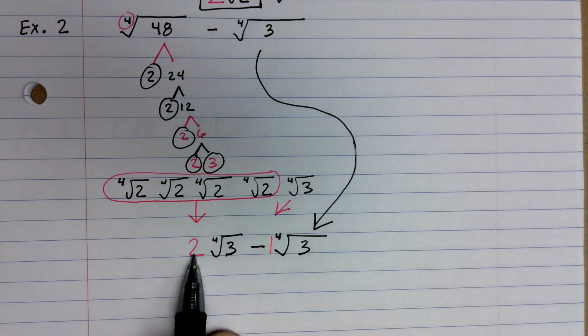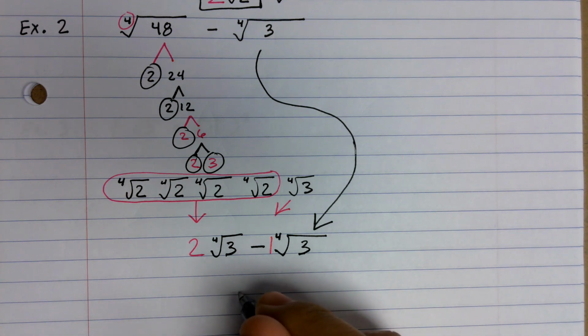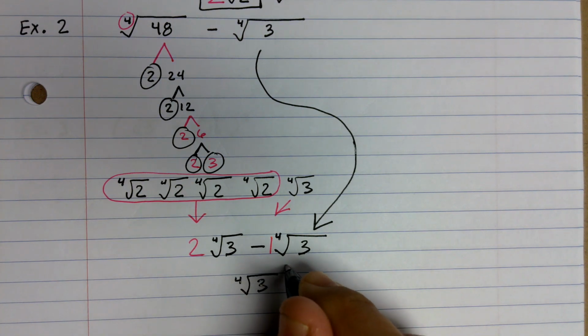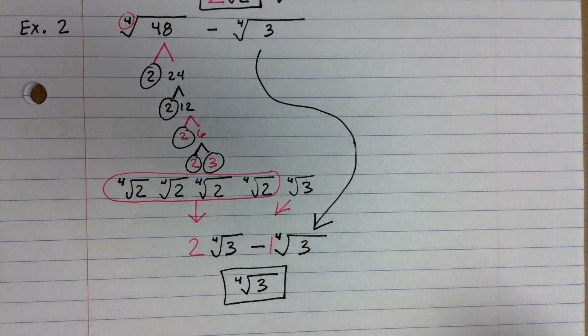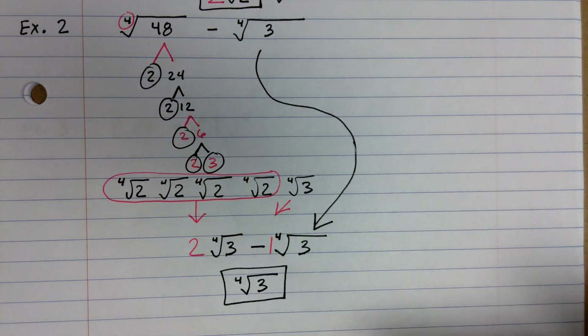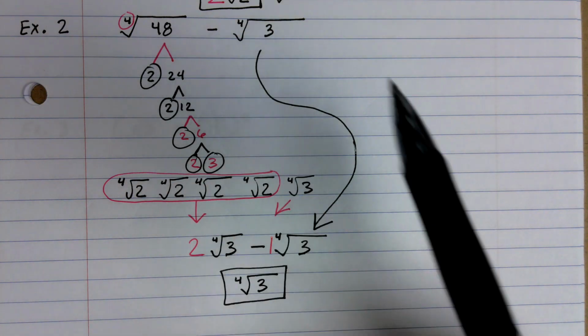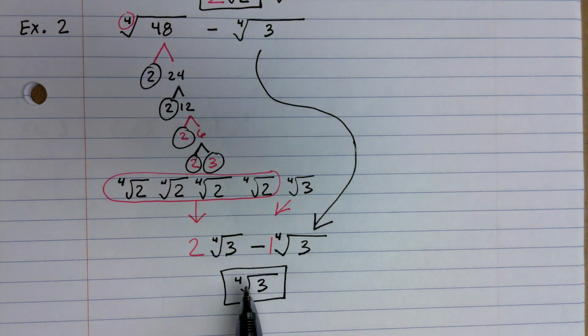And so we actually have 2 minus 1. And 2 minus 1 just leaves me with 1. So my final answer is a fourth root of 3. Again, we could check this with the calculator to make sure that we're correct by simply taking this initial expression, putting it in the calculator, seeing what its value is, and then checking our final answer.